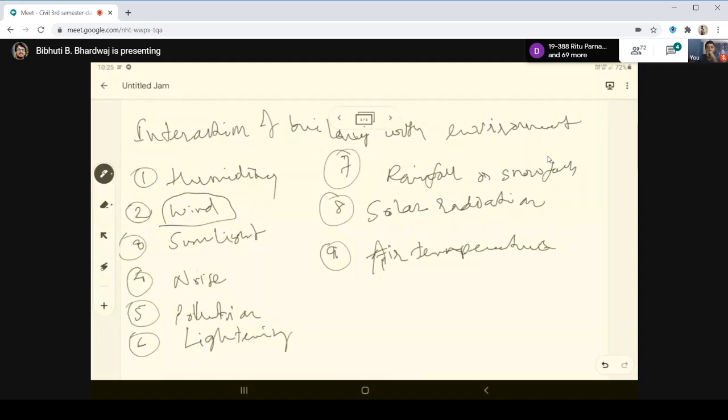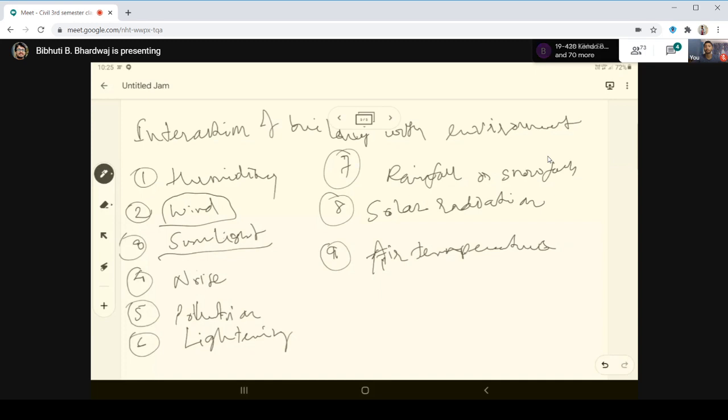So for that we have windows. Sunlight: if we completely obstruct sunlight, then it will not be a good idea. Depending upon different types of building, the sunlight will be maximized or minimized. In a residential building, the sunlight will be minimum, but in schools and colleges, institutional buildings, the sunlight will be maximized in order to reduce the electricity bill.